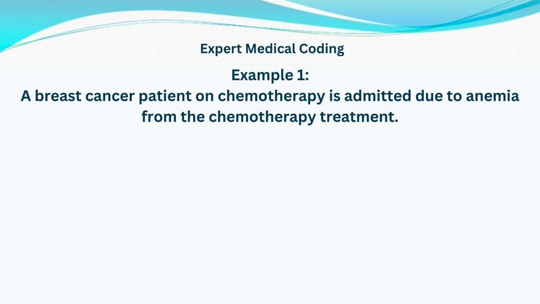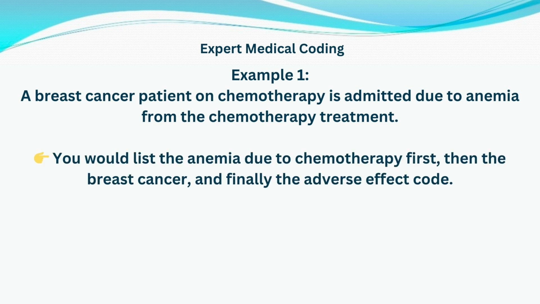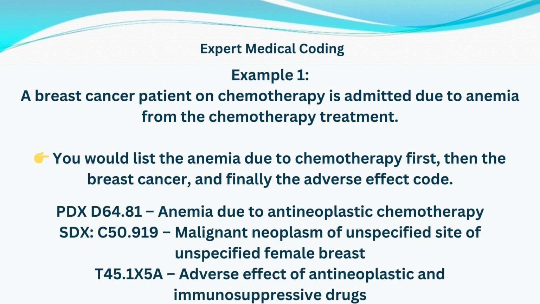A breast cancer patient on chemotherapy is admitted due to anemia from the chemotherapy treatment. So you would list the anemia due to chemotherapy first, then the breast cancer, and finally the adverse effect code. So the PDX here will be D64.81, anemia due to antineoplastic chemotherapy, and the SDX will be C50.919, malignant neoplasm of unspecified site of unspecified female breast, and T45.1X5A, adverse effect of antineoplastic and immunosuppressive drugs.